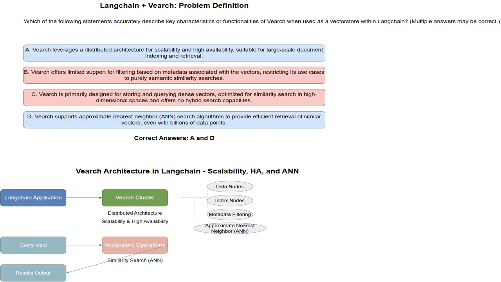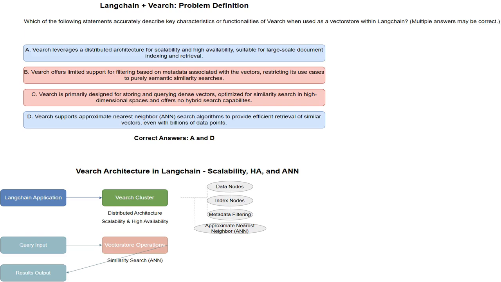Now, let's examine how the provided text assesses option A, which pertains to Vearch's distributed architecture and scalability. This section validates that Vearch does leverage a distributed architecture. This architecture is essential for managing large datasets common in Langchain applications. It ensures both scalability and high availability, thereby making option A correct.